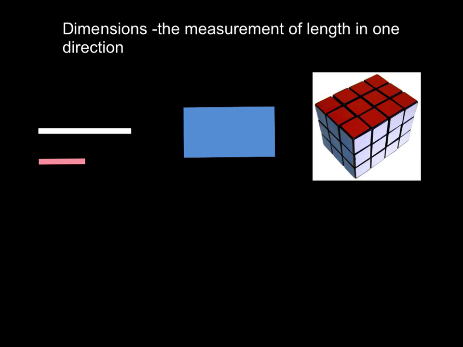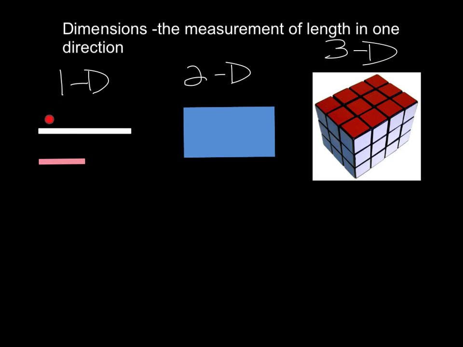So, what are dimensions? Dimensions are the measurement of length in one direction. As human beings, we live in a 3D world. You've probably heard people say that, or you've gone to see 3D movies. So, what that means is we can measure things in up to 3 different directions. We have one direction or one dimension, 2 directions or 2 dimensions, and 3 directions or 3 dimensions. Let's take a look at things we can measure in one direction.